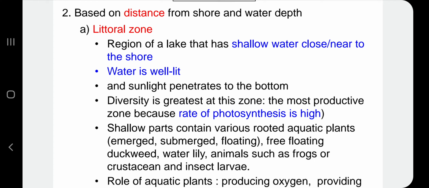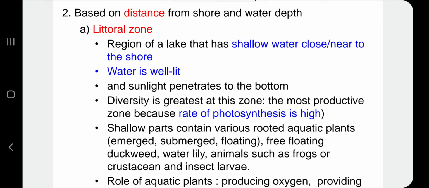Diversity is greatest at this zone, which we call the most productive zone because the rate of photosynthesis is high. Okay. So disebabkan dia kawasan yang dekat dengan darat, dia still ada kawasan yang dalam air tersebut boleh sustain rooted aquatic plant. Okay. So nanti kita tengok lah. So disebabkan boleh banyak plants yang ditanam di kawasan littoral zone ni, that's why kita refer plant pada producer lah.